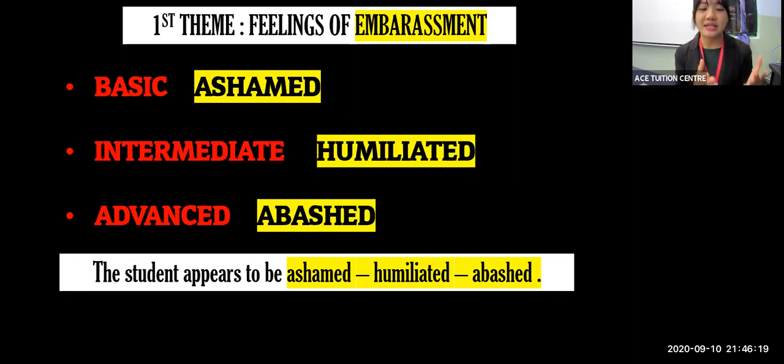So you could use: the student appears ashamed, or the student appears to be humiliated or abashed. These are the 3 levels on how you could advance your vocabulary.